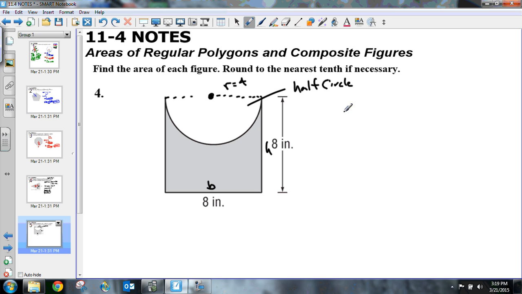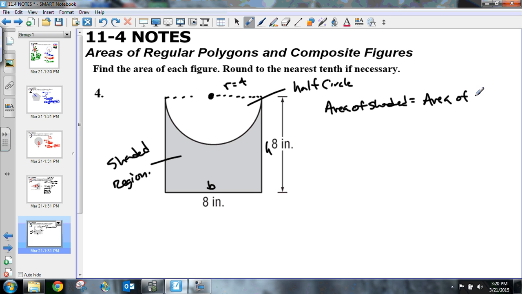So this is kind of interesting. We're going to call this the shaded region. If I wanted the area of the shaded region, that's going to equal the area of my rectangle or square. We'll call it the rectangle. A square is a rectangle, but not every rectangle is a square. The area of the square minus the half circle. I can take the total area and subtract out the area of this half circle, and that leaves me with the remaining area.